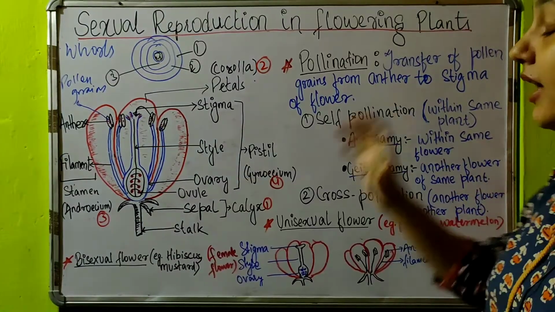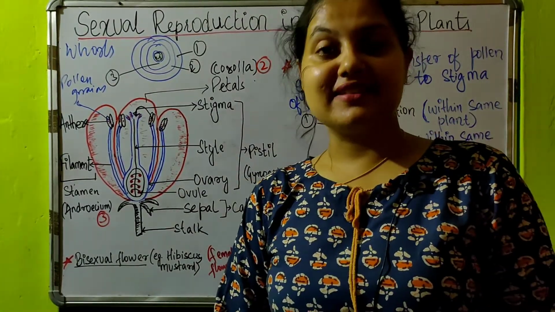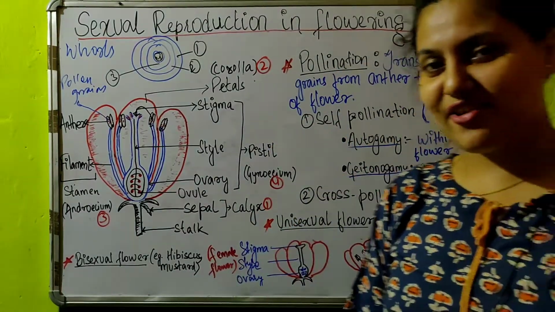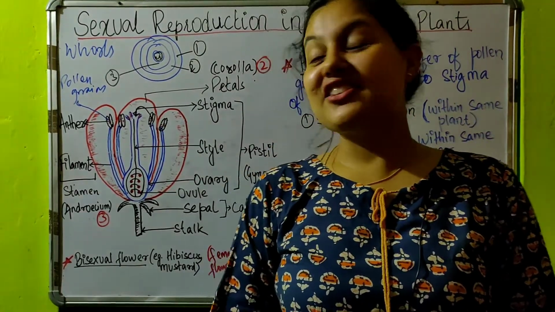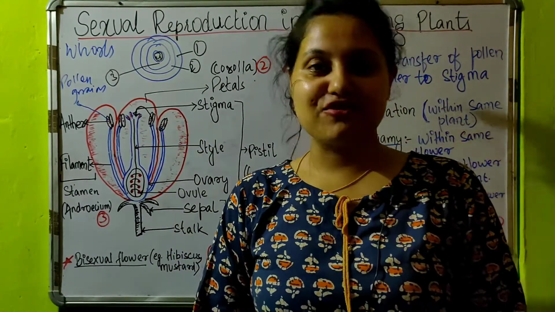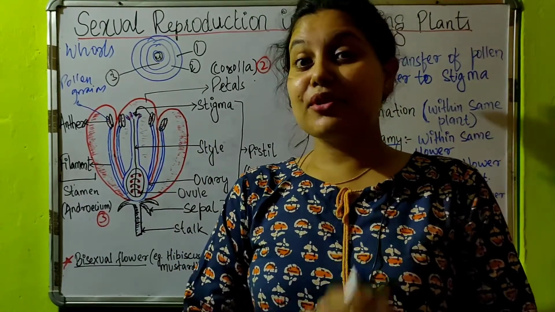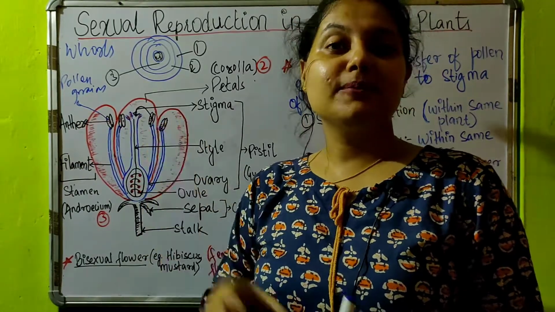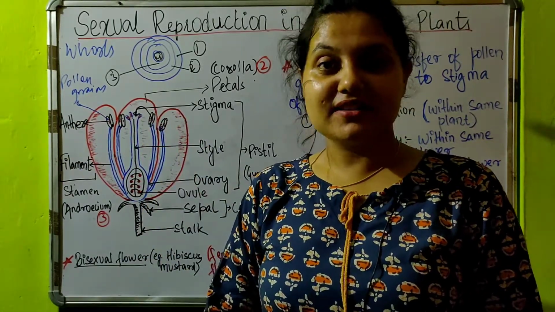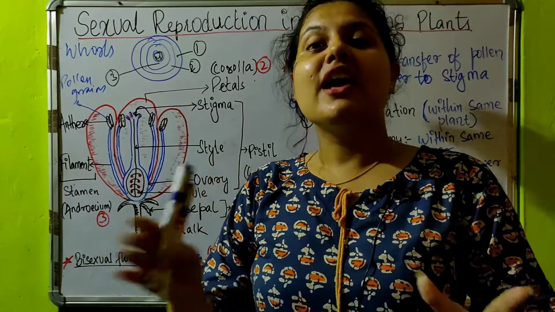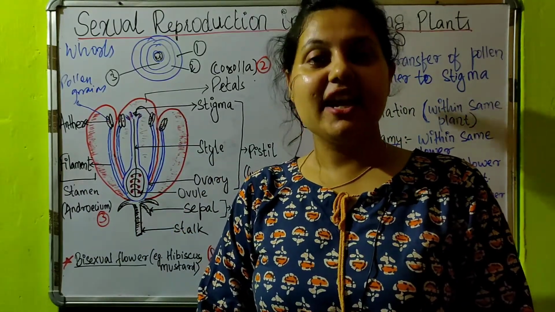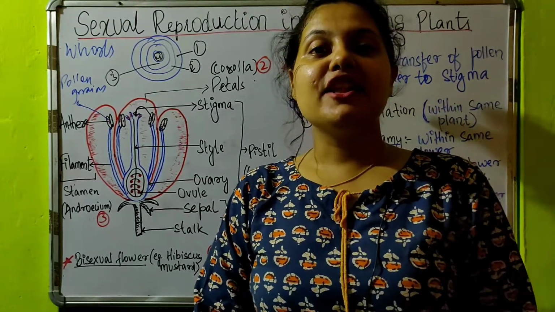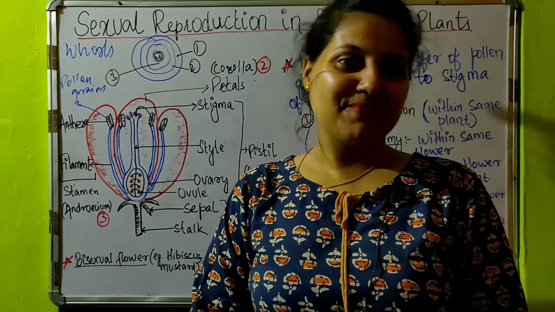Another more important thing is, in which flower can self-pollination occur? Self-pollination can occur only in bisexual flowers, isn't it? Because it contains both the male and female parts, so from here to here it can transfer easily. But in unisexual flowers, they perform cross-pollination.